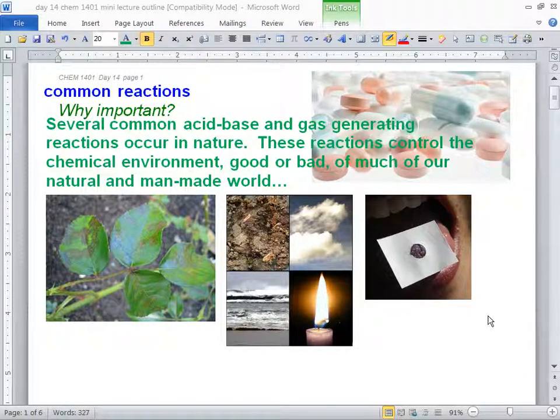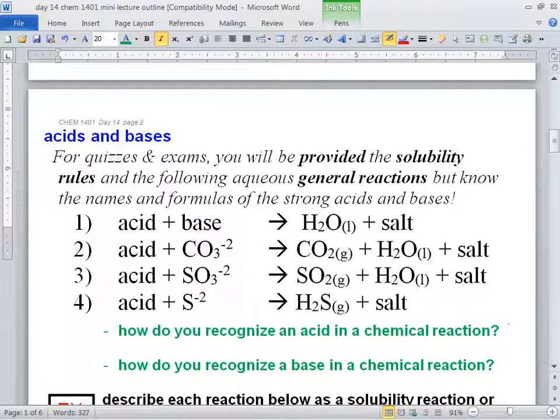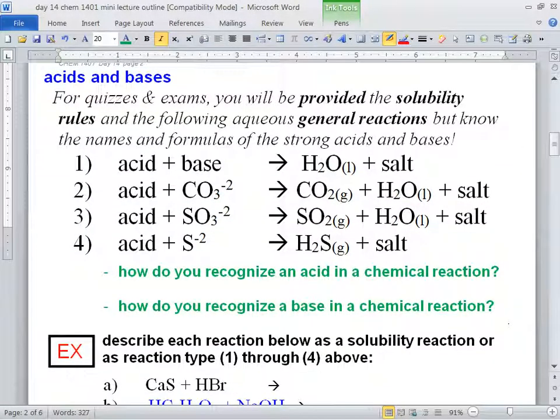Some common reactions just occur throughout nature. They're found all over the place in much more complex mechanisms than what we're going to be working on in class, but the fundamentals are there. And a lot of it is just acid-base reactions, but it's good stuff. It's very, very applicable. So for quizzes and exams that are coming up, I'm giving you the solubility rules and these reactions. You already saw the handout, and you have the handout, in fact. So these 4 reactions are what we're going to emphasize today, not so much solubility rules.